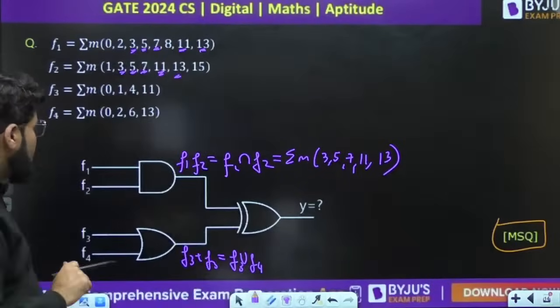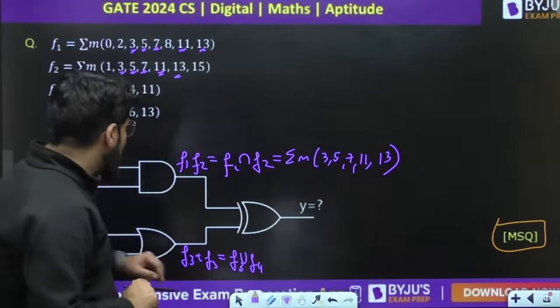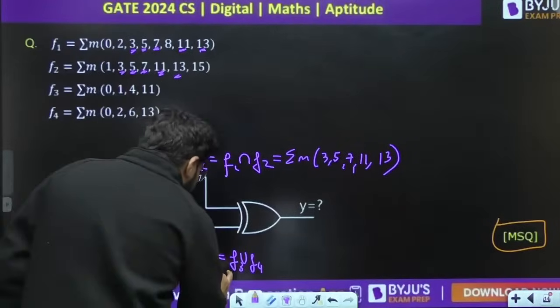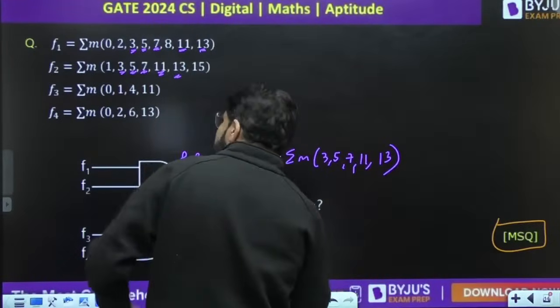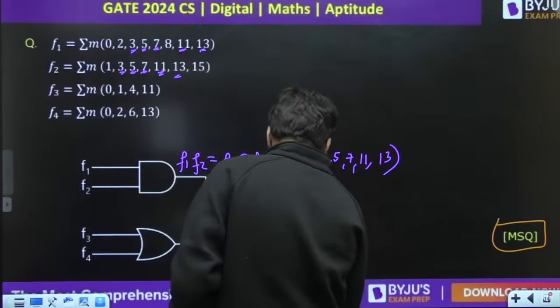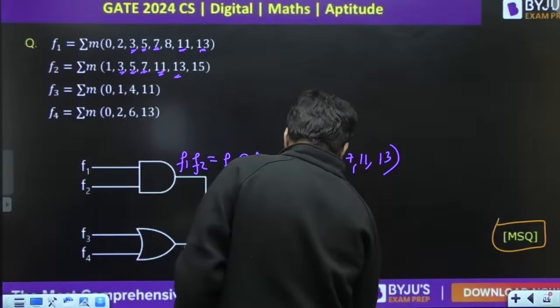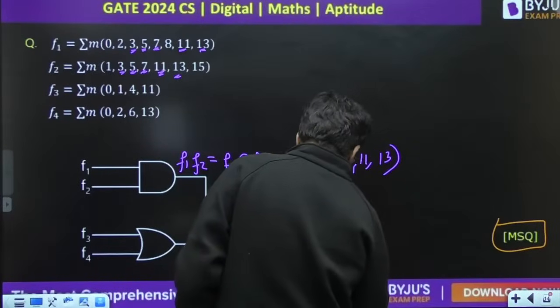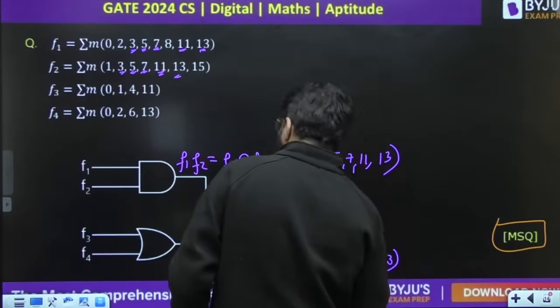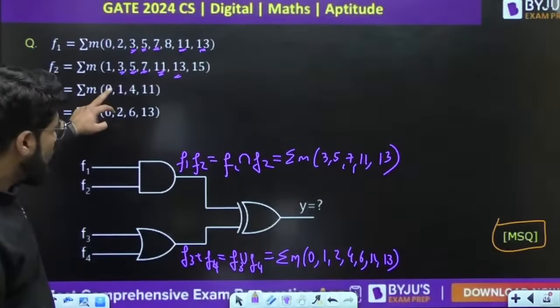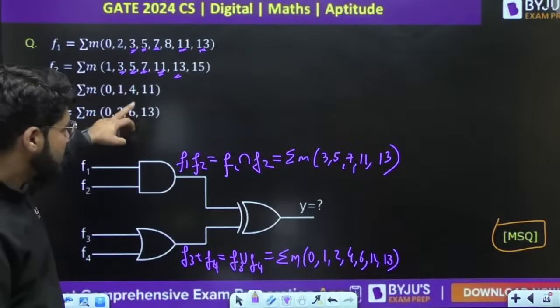Now, F3 plus F4 is union of F3 and F4. So union means the numbers which are in either F3 or F4 or both. So 0, then you have 1 and 2, then you have 4 and 6. Even if something is common, we take that also, either from A or B or both. So 0, 1, 2, 4, 6, 11, 13.